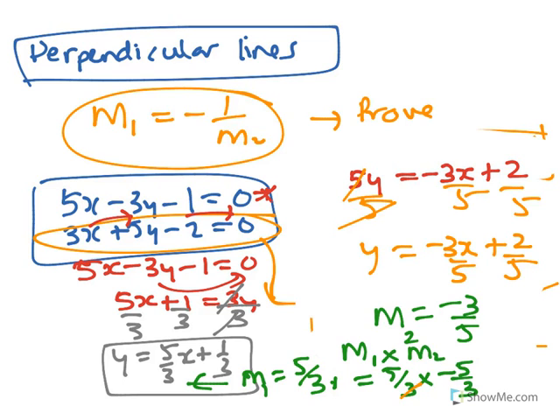That one I haven't written right. That one should be minus 3 on 5. So if you do this, 3 goes into 3 once, 5 goes into 5 once. 1 times minus 1 is a minus 1. So when you multiply the gradients, you get minus 1. And you can say they are negative reciprocals of each other.